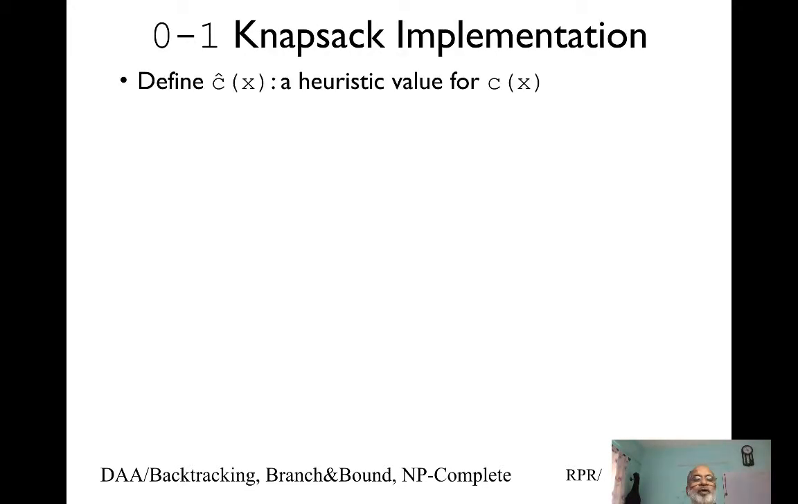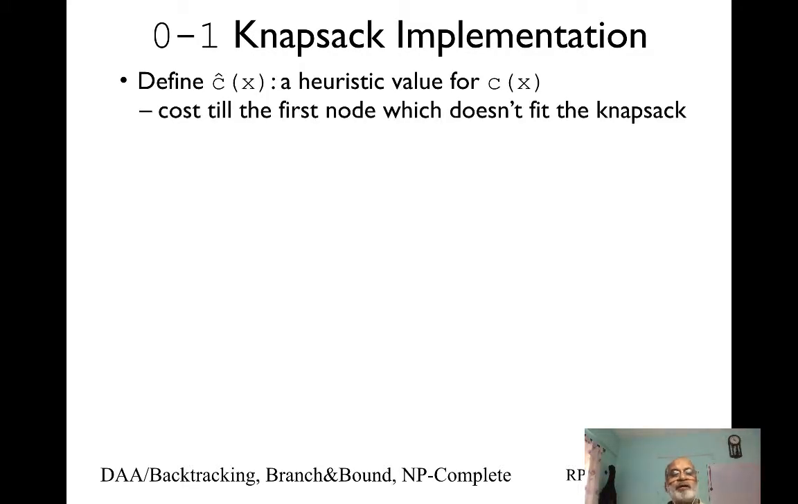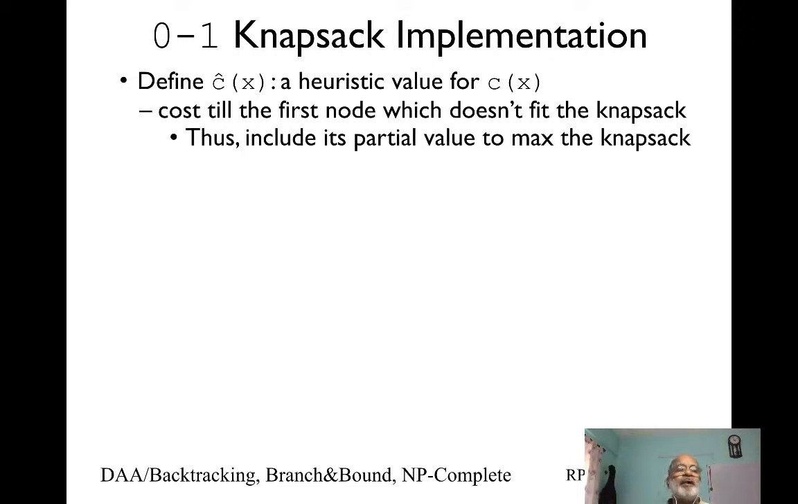The way we'll define cost is we'll define C hat x, a heuristic value for Cx. What we say is we'll keep computing the cost of the whole knapsack until we encounter a weight that cannot be included because including it exceeds the knapsack capacity. So for cost computation purposes, I'll take the last element which can't fit into the knapsack as a partial weight.